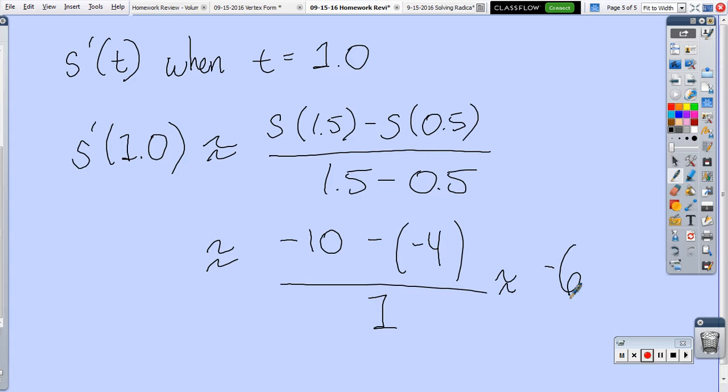Negative 6. And what would the units be? It would be negative 6 feet per second. Yeah.